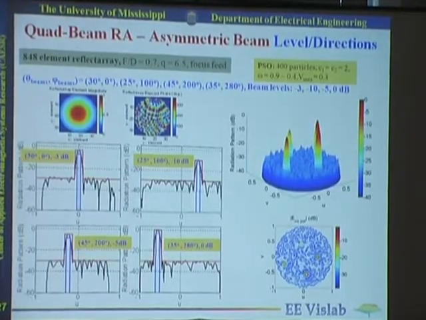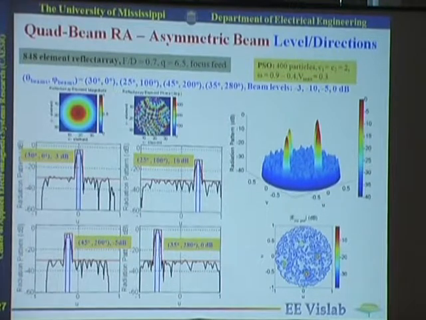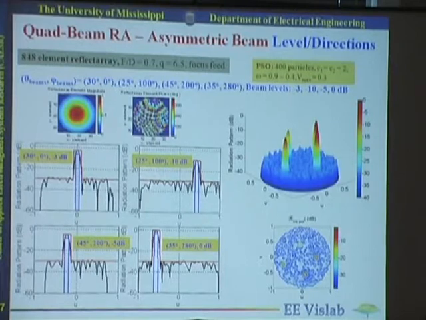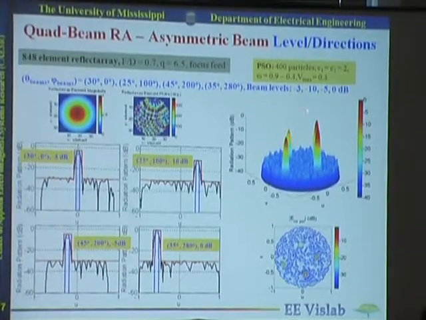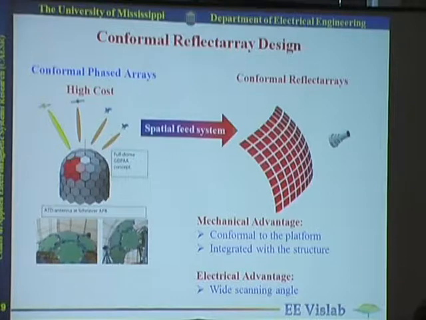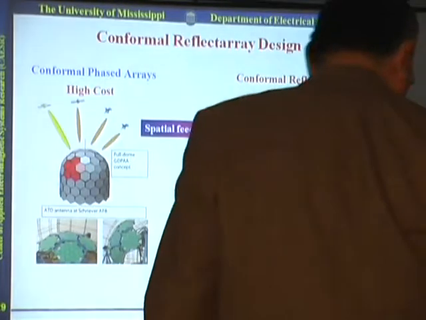Let me jump into another topic that we did: you can even control the amplitude and the position of the beam. So here we designed 4 beams, each one with a certain intensity or amplitude at a different position. You can see some scanning capability from -30 to +60 degrees with the reflectarray. We also use conformal reflectarrays that we designed recently, so that we can conform them onto bodies, and this will give us much more scanning capabilities.